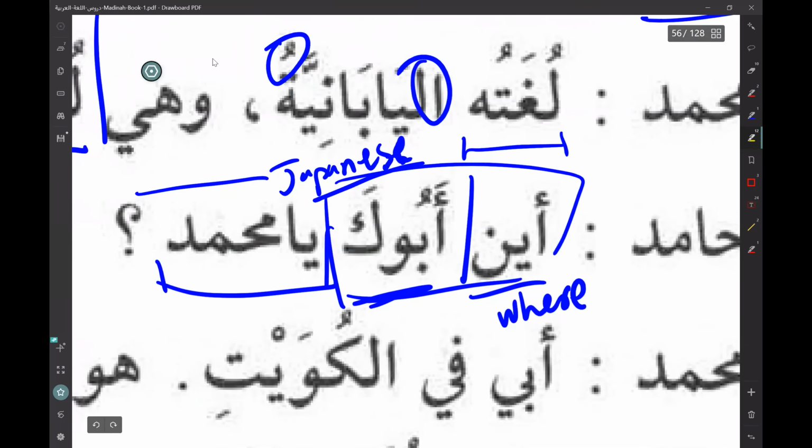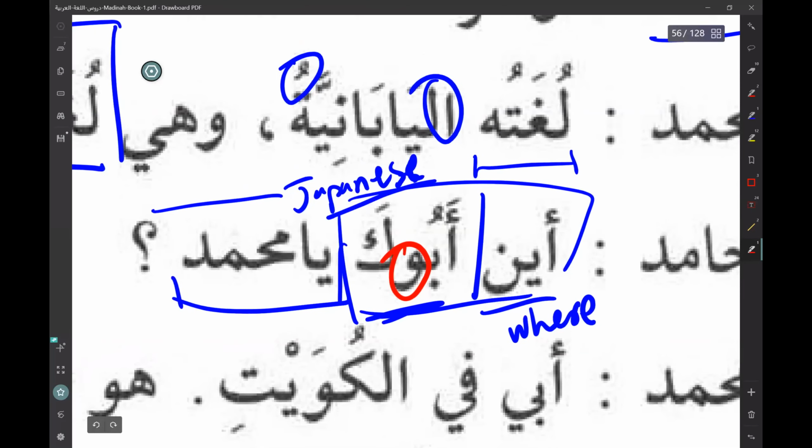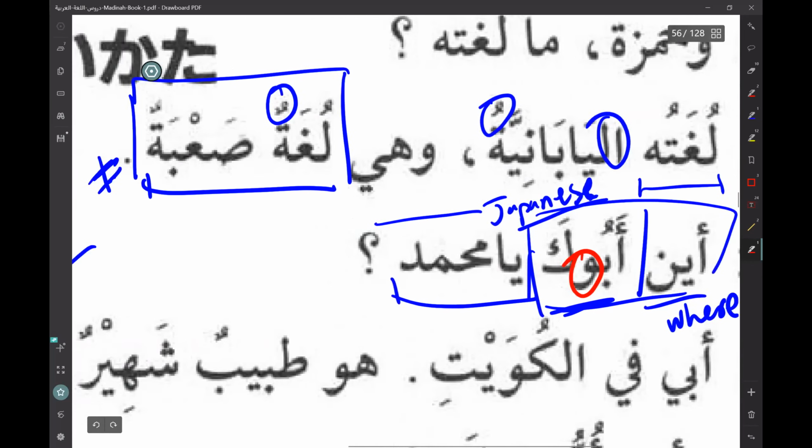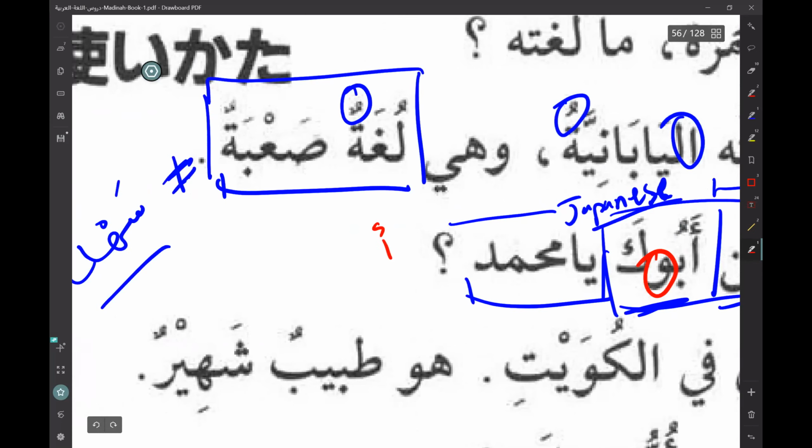When you have this ab, only when you put it in idafa, this wow that we lost comes back. In some situations, especially in idafa, this wow will show up. Sometimes it could be wow, sometimes yeh, sometimes alif. Inshallah, don't worry too much about this. But if I ask you to write your father, and you didn't know, you'd be writing like this, right?